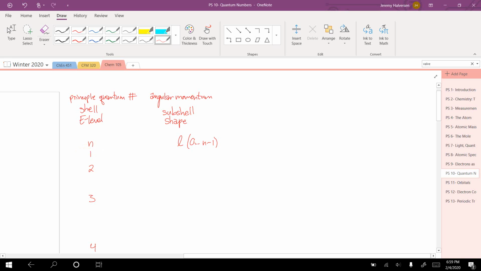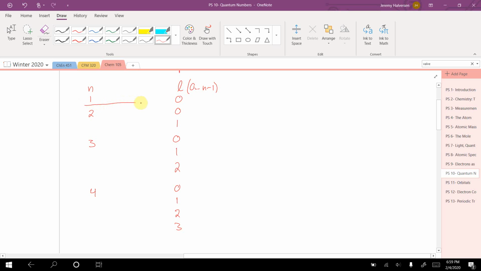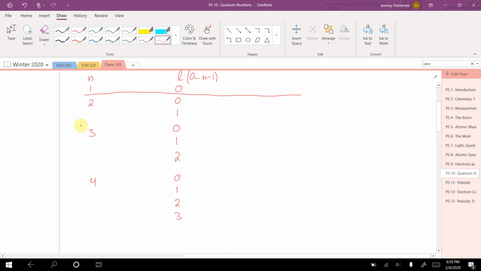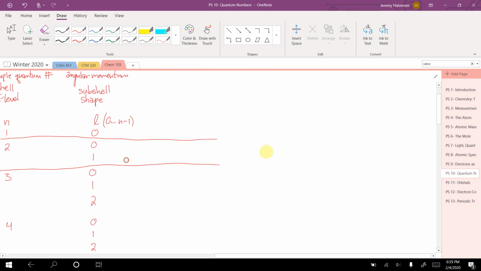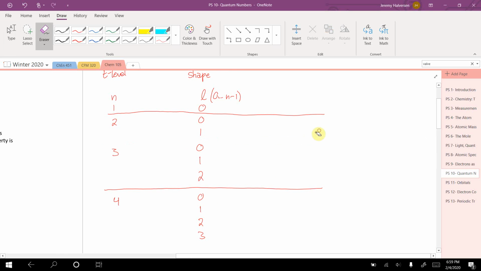So when n is 1, L could be 0 up to 1 minus 1. 1 minus 1 is 0, which means L can just be 0. When n is 2, L could be 0 or 1. When it's 3, 0, 1, or 2. And when it's 4, 0, 1, 2, or 3. Okay, so those are all possible values. So I can actually go like this and divide this up a little bit better. It's a little bit easier to read.